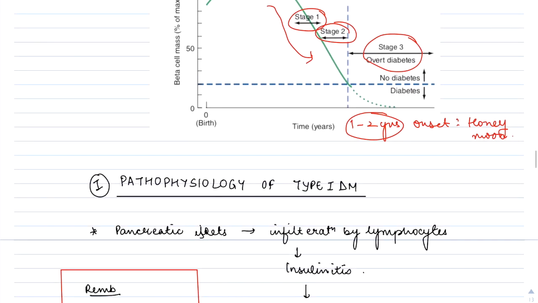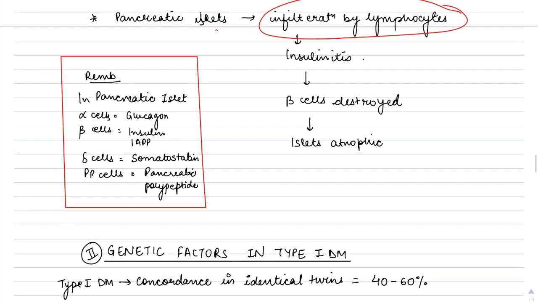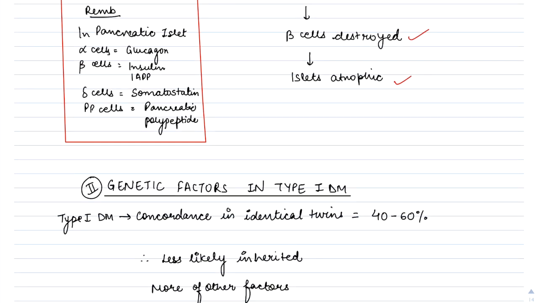So in the pancreatic islets, as we see in the pathology, there will be infiltration of lymphocytes leading to insulinitis, beta cells are destroyed, and the islets become atrophic. Here I will just stop to tell you one important point which I will be revising again.